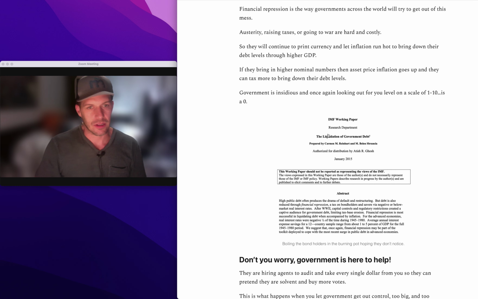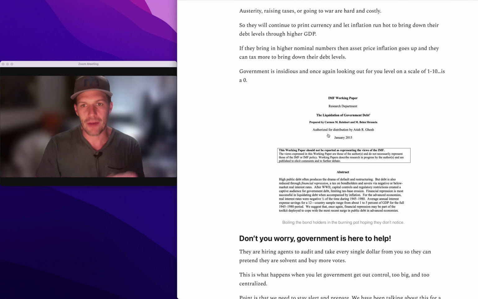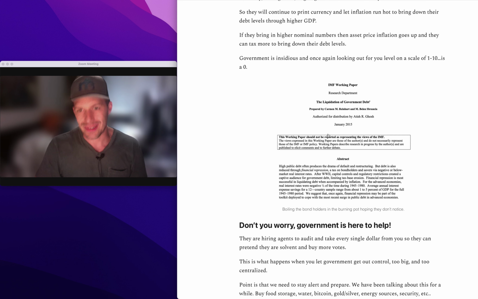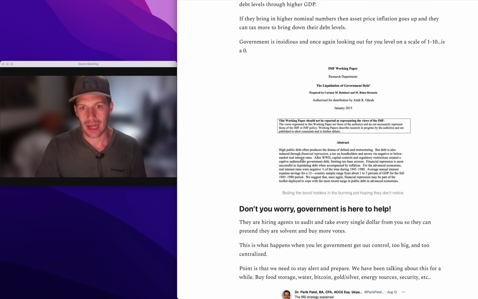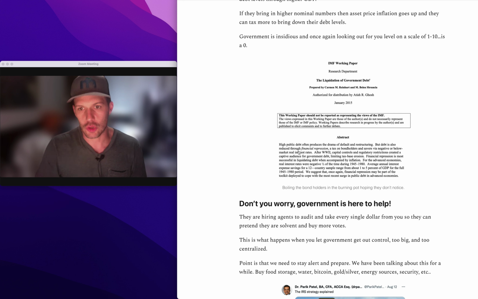But coming back to this, before we go on too many tangents, IMF working paper, the liquidation of government debt from January 2015. And again, high public debt often produces a drama of default and restructuring. But debt is also reduced through financial repression. It's not a term you're going to hear much in the media. You're not going to hear that anywhere, but this is them.